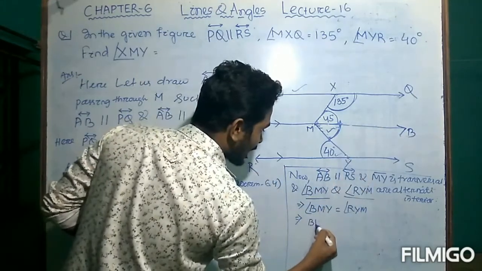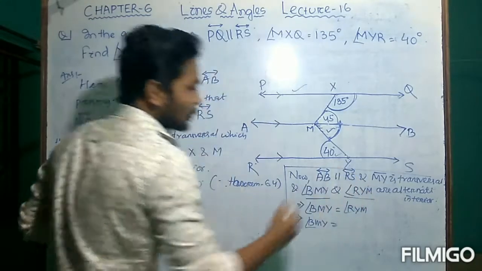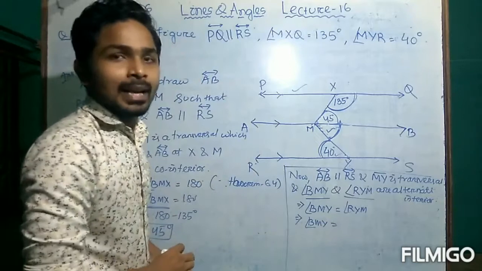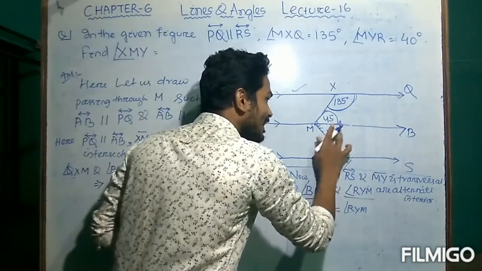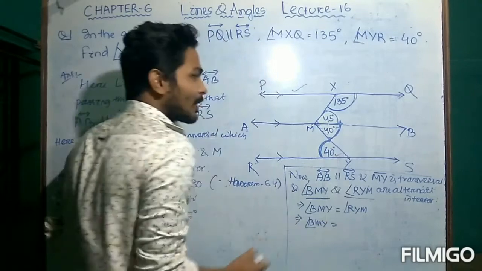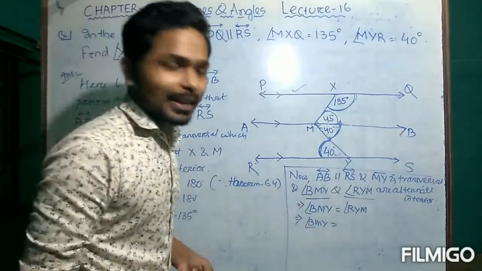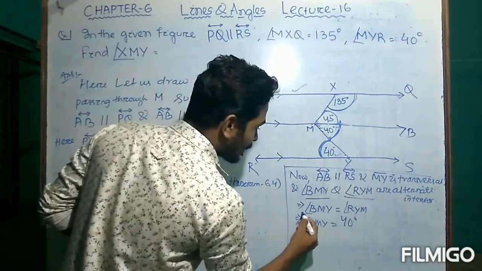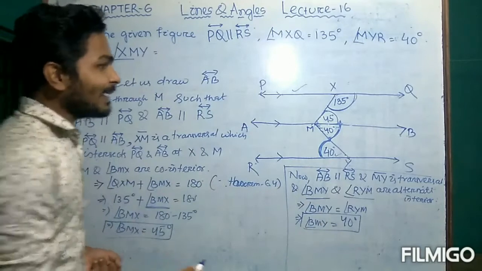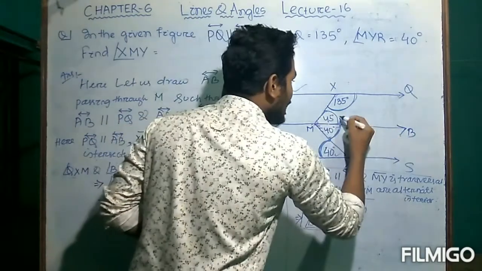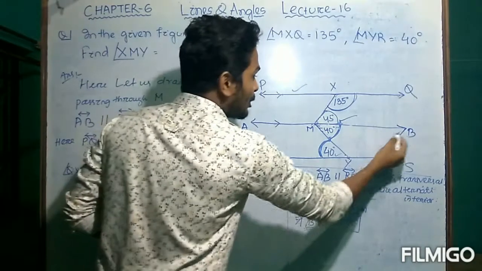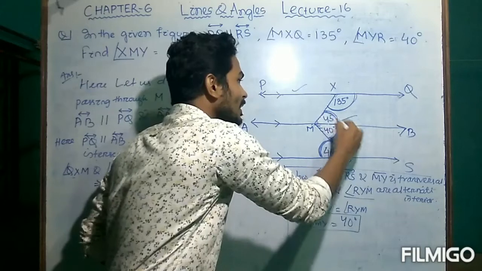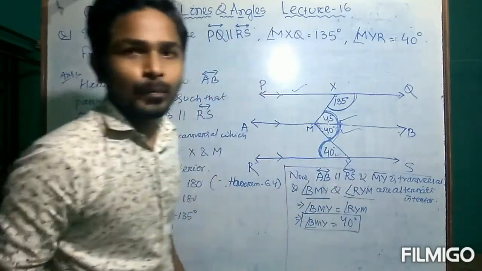Next, BMY, that means this angle is equal to RYM. What is the value of RYM? This is 40 degrees. Hence, if it is 40 degrees, then this angle must be 40 degrees because these two angles are alternate interior angles. So it is equal to 40 degrees. Understood? So we find the angle XMB is 45 degrees and the angle BMY is 40 degrees. Now you have to find the total angle. Total angle means XMY. Okay?